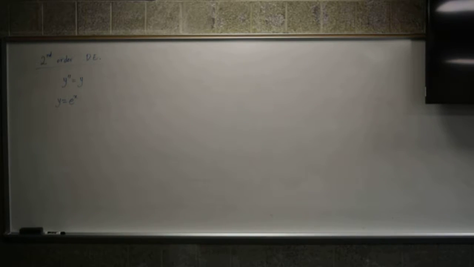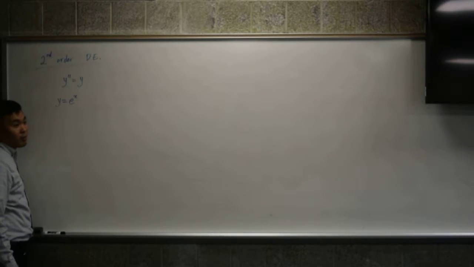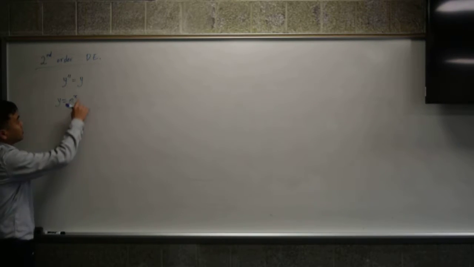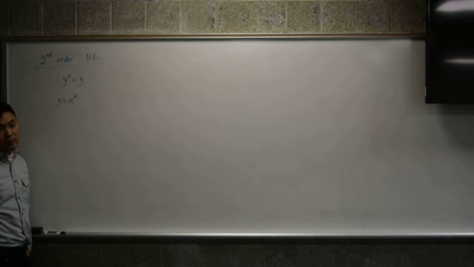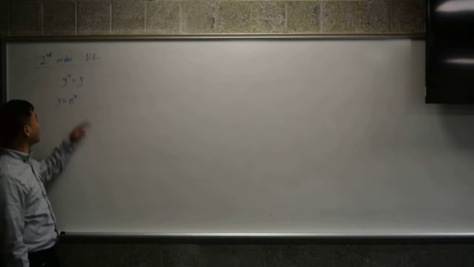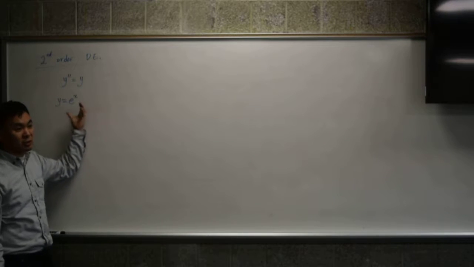Now, can you think of another function that will satisfy this? Cosine will be negative, right? If you differentiate cosine twice, it will be negative of cosine. Sine is the same story. 0? Oh, 0 is useless. I mean, 0 is a solution here, but it's not going to give us something to play with.